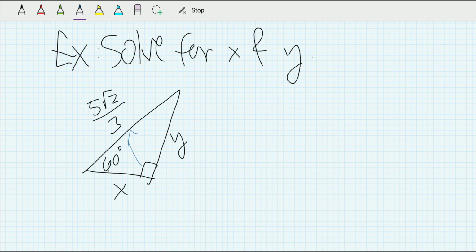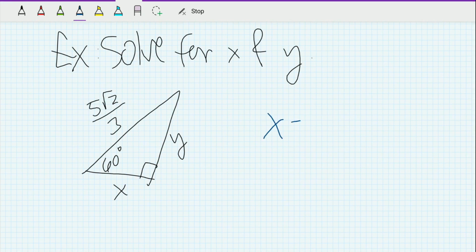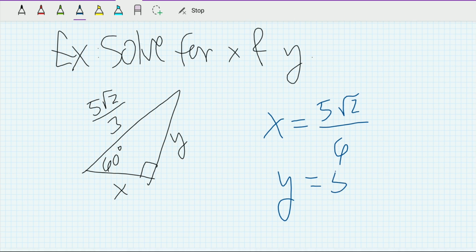The really quick thing I want you to see is I didn't put a degree in there. You can figure out what that degree is equal to. If you can't, then I don't think you should be trying this example. Let's just be honest. So let me write what the answers are. Okay, so the answer for X is going to be equal to 5 square root 2 over 6. And then the answer for Y is going to equal 5 square root 6 over 6.